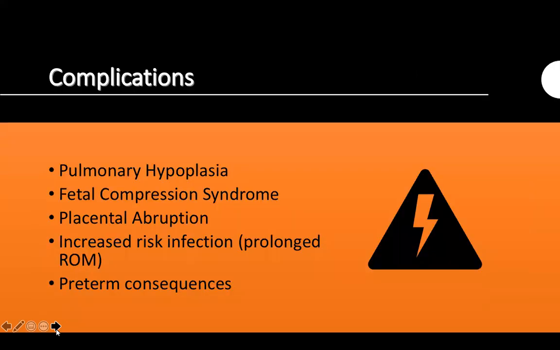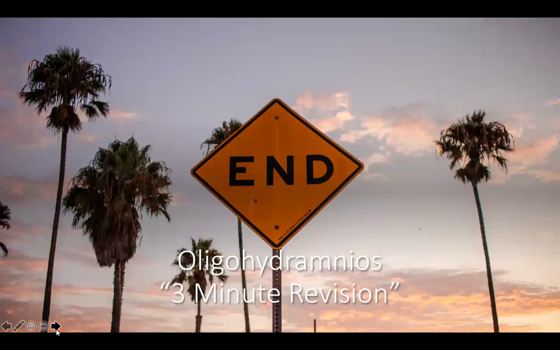Lastly, the complications that might occur as a result of oligohydramnios include pulmonary hypoplasia, fetal compression syndrome, placental abruption. There's also an increased risk of infection if there's prolonged rupture of membranes. And lastly, the consequences of being born prematurely. So that's it, oligohydramnios in 3 minutes.